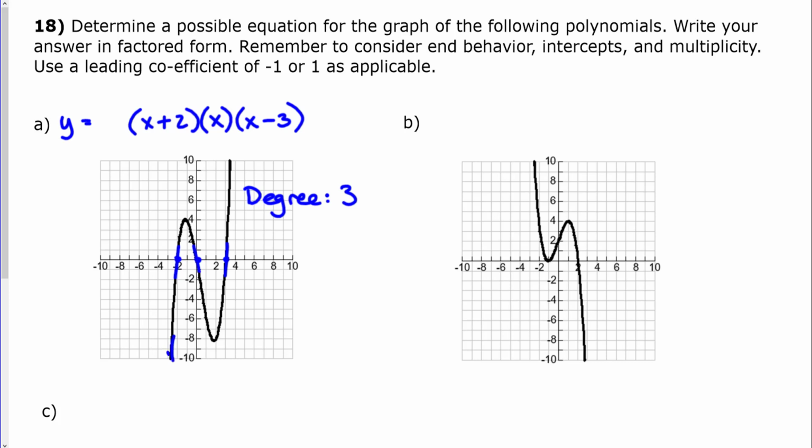Alright, but I'm starting in the negative, and I'm ending in the positive, and that right there is how odd degree polynomials generally are. So this function right here works just fine. I'd have a positive coefficient out here. So this would be basically the answer.